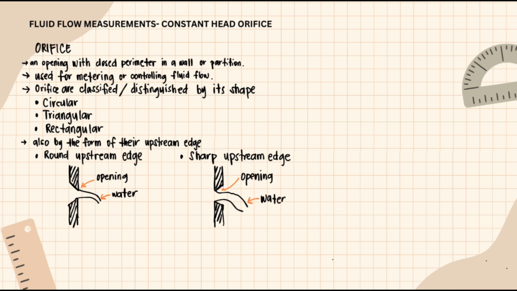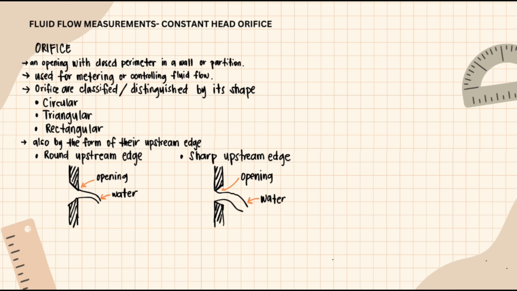Closed pipe and a reservoir with multiple partitions. So by using an orifice, we can regulate the flow rate or discharge of flow at the opening. Orifices are classified or distinguished by their shape. They are circular, triangular, or rectangular.